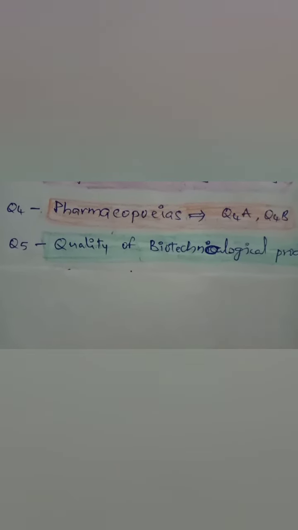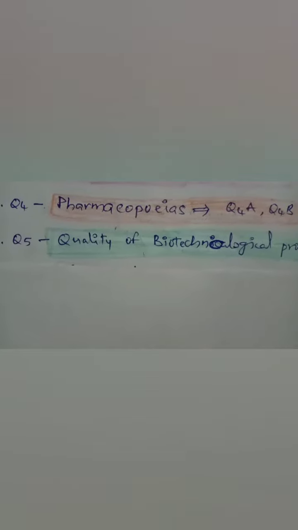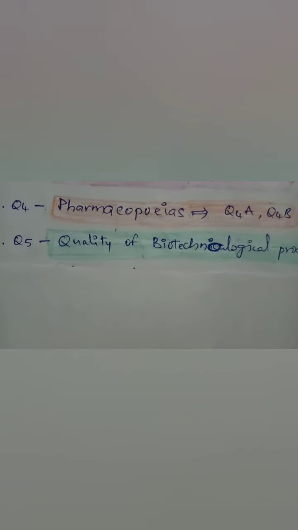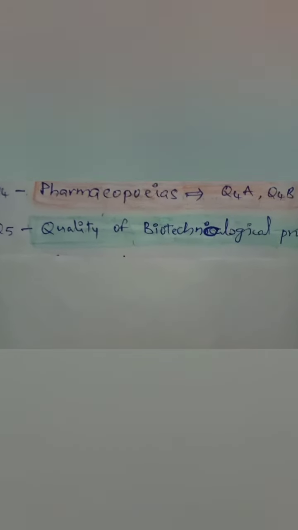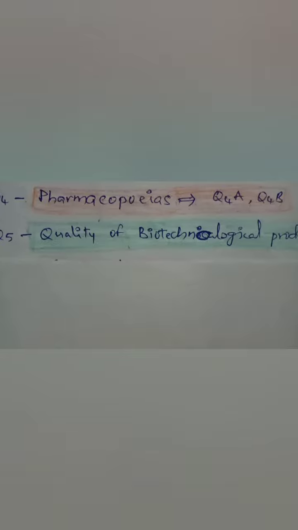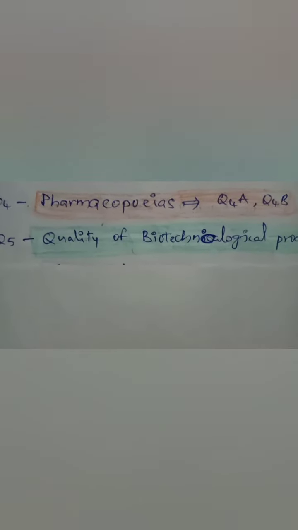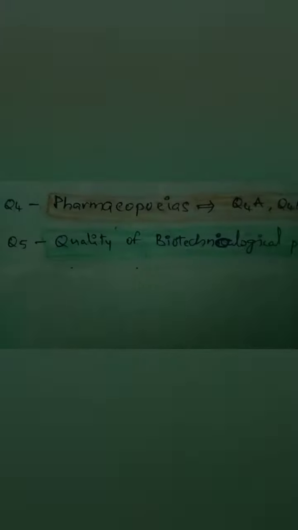And Q5E is comparability of biotechnological products regarding changes in the manufacturing process. Different biotechnological products have different manufacturing processes. Whatever drug is manufactured with a different process, that comparability is reviewed in Q5E.